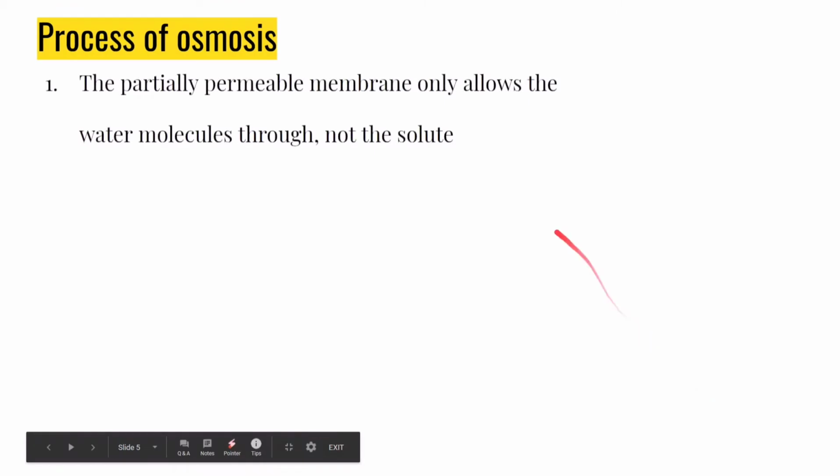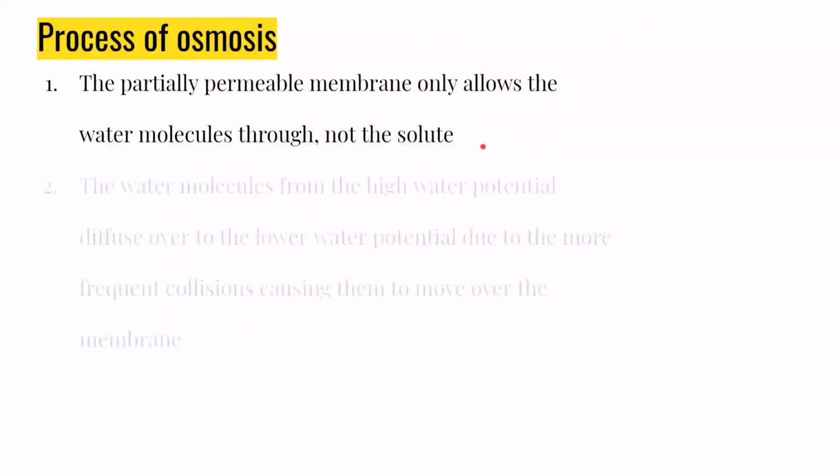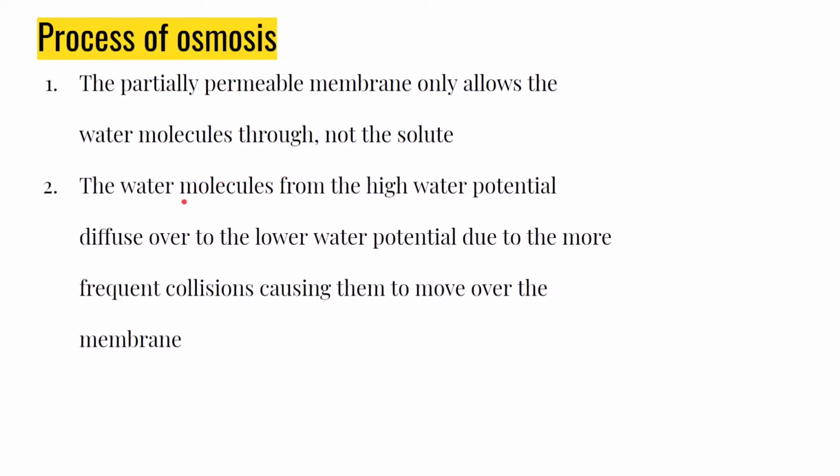Next, the partially permeable membrane only allows the water molecules through it, not the solute, and this is very important. So this means that the water molecules from the higher water potential diffuse over the partially permeable membrane into the lower water potential, because in the higher water potential there are more frequent collisions between the water molecules, causing them to be propelled towards the membrane, crossing over into the lower water potential.